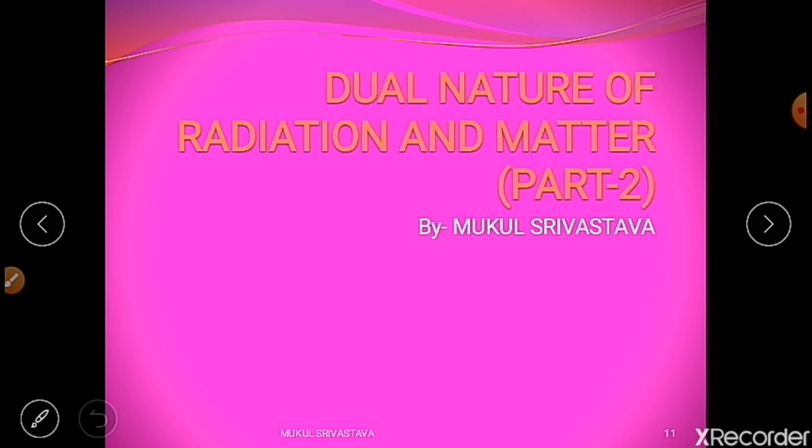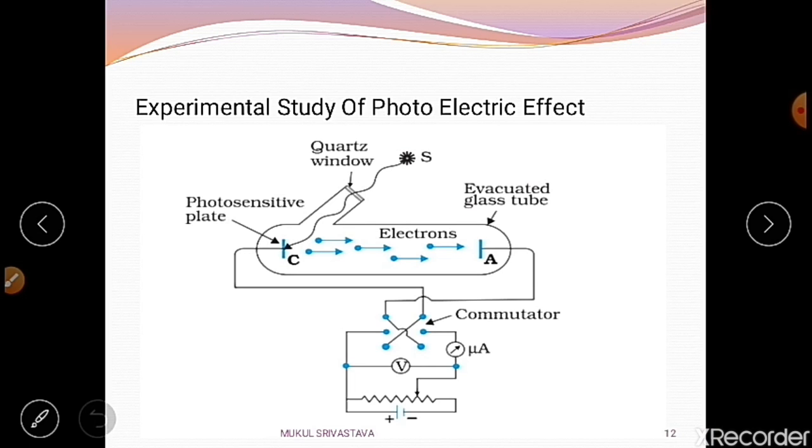and another metal plate A. In this figure, you can see that plate C represents the photosensitive plate and A represents the metal plate, and this one represents the source of light, a monochromatic source of light, which is incident on this quartz window, which only permits the ultraviolet light to be incident on the plate C.